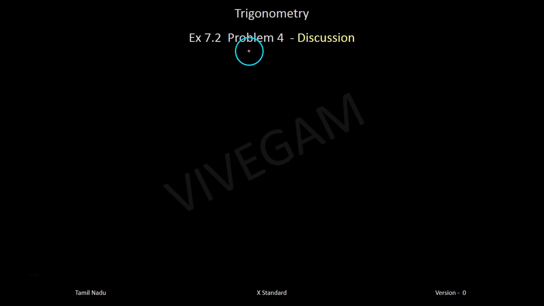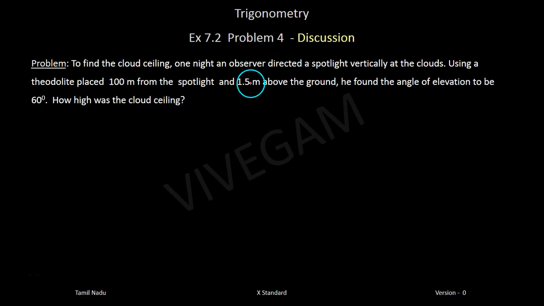Exercise 7.2 Problem 4 Discussion. To find the cloud ceiling, one night an observer directed a spotlight vertically at the clouds. Using the theodolite placed 100 meters from the spotlight and 1.5 meters above the ground, he found the angle of elevation to be 60 degrees. How high was the cloud ceiling?